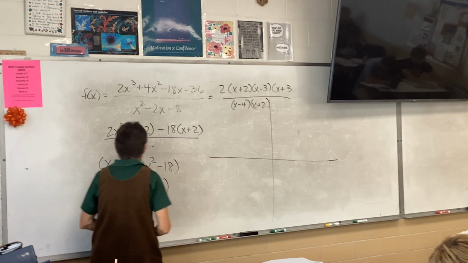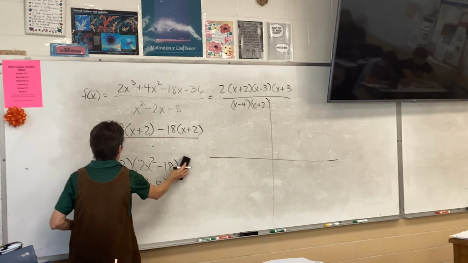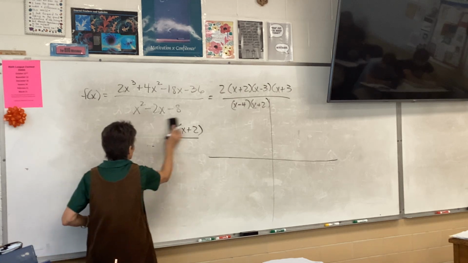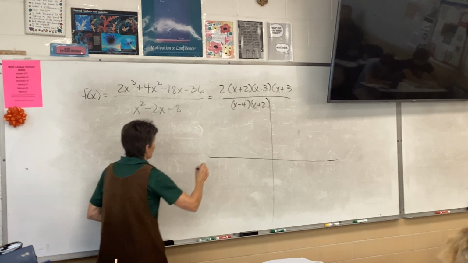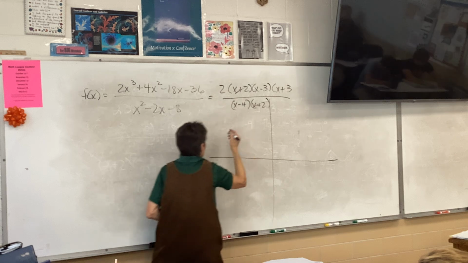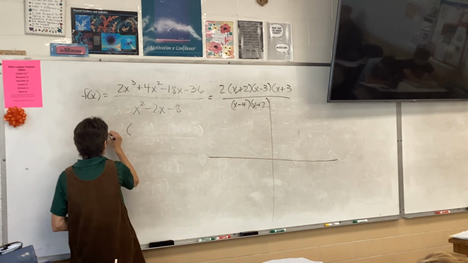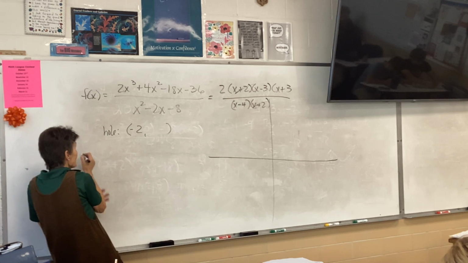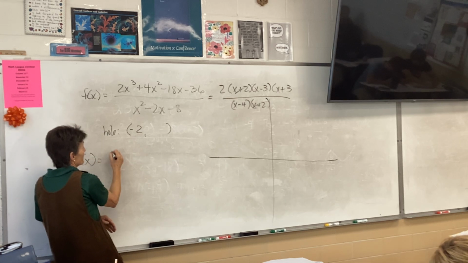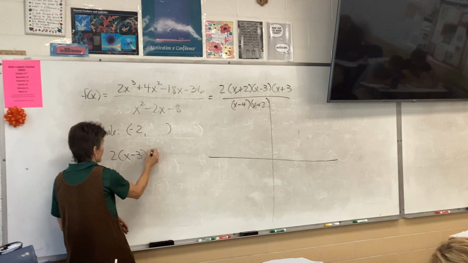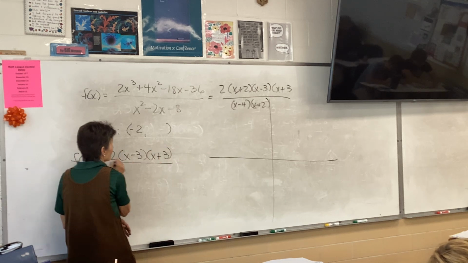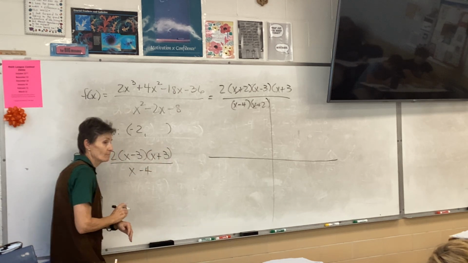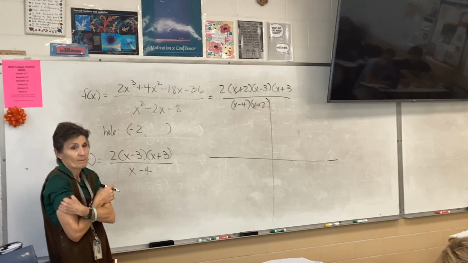Right off the bat, what do we notice? There's gonna be a hole. I'm erasing some of this stuff here. There's gonna be a hole, and the hole is gonna be at -2. And my remaining problem is going to be 2x minus 3x plus 3 over x minus 4. Everybody good?